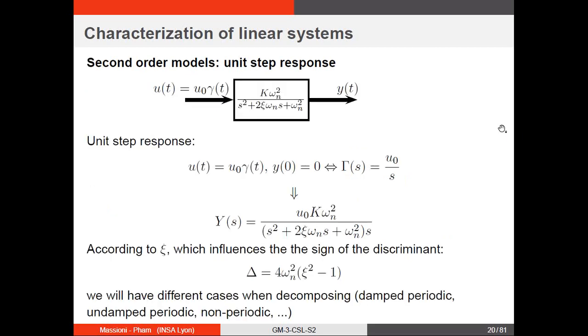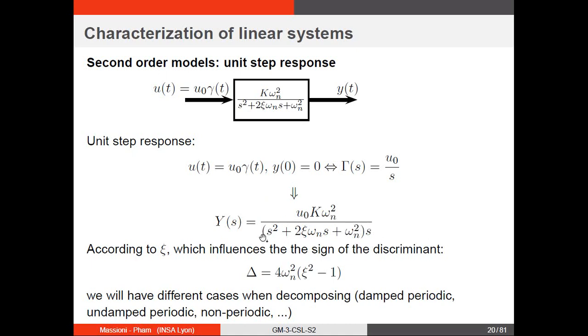Let's look at second order models now. You have them written in this form or in the other form you've seen previously. What is the step response for these models? Again, you multiply by u0 over s, as we said before. Then you do the inverse Laplace transform. The difficult thing here is that the result depends on the solutions of the denominator.